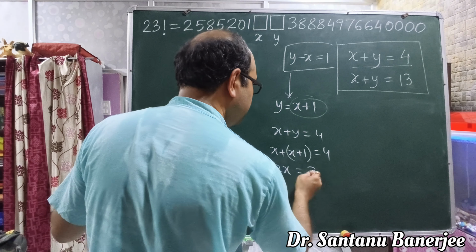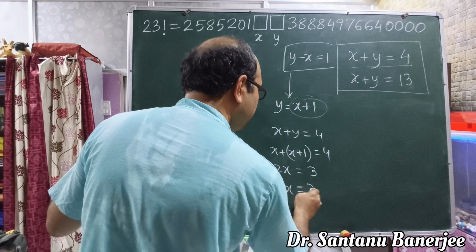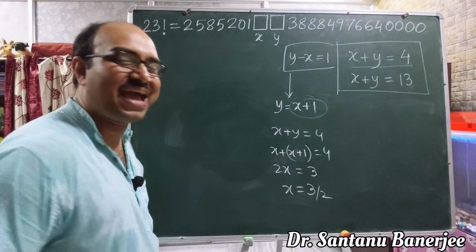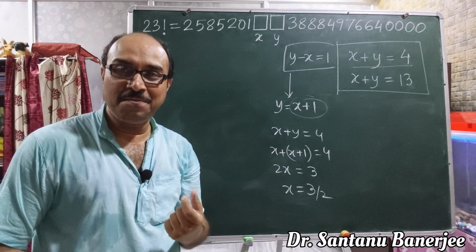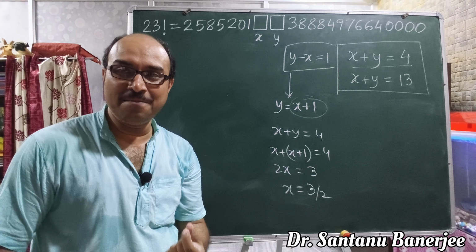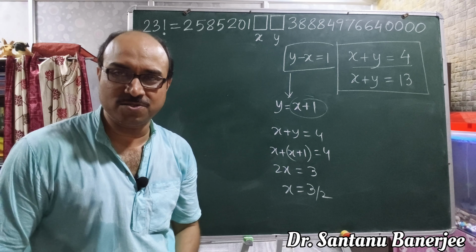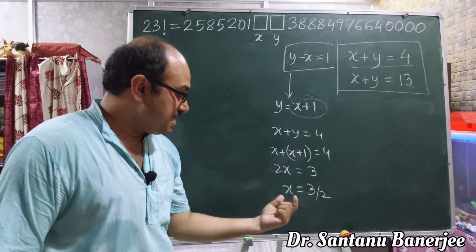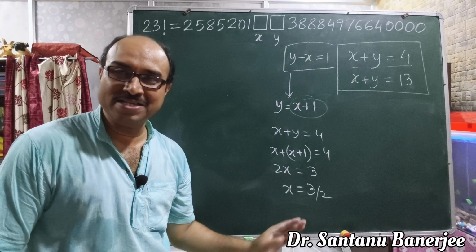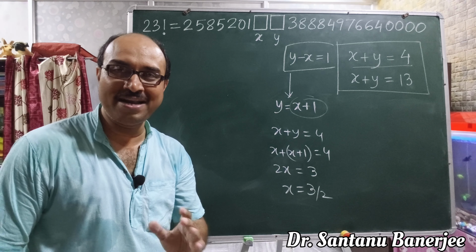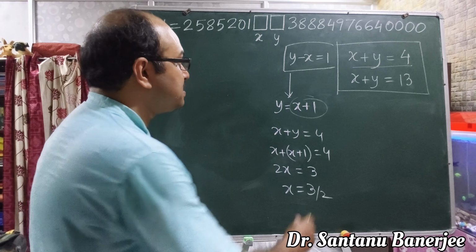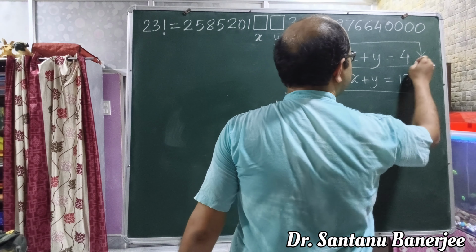Taking x plus y equal to 4 and y minus x equal to 1, we get 4 minus 1, 3, so x becomes 3 by 2, which is a fraction. Over here, x and y are natural numbers, and can be 0 also. So x cannot be a fraction, because x is a non-negative digit over here. So this equation will be discarded.